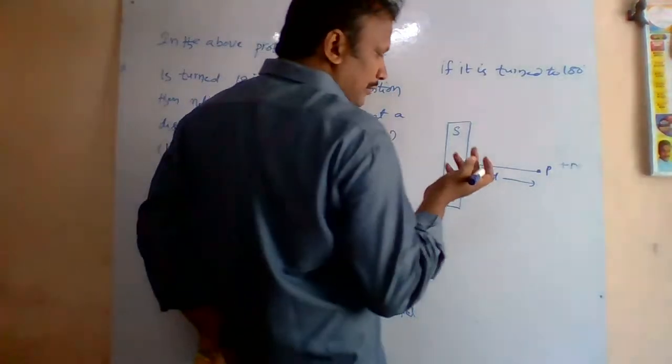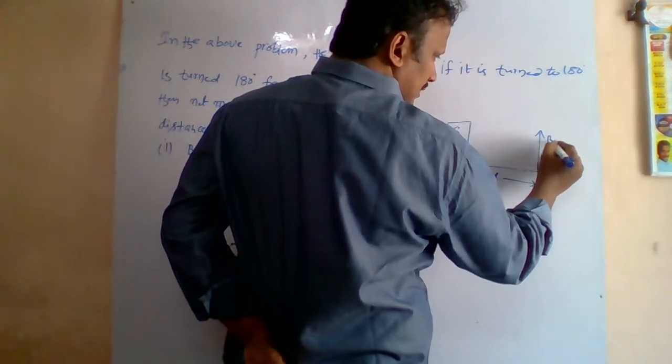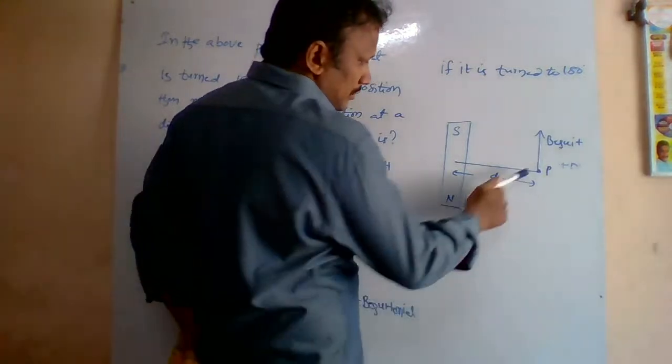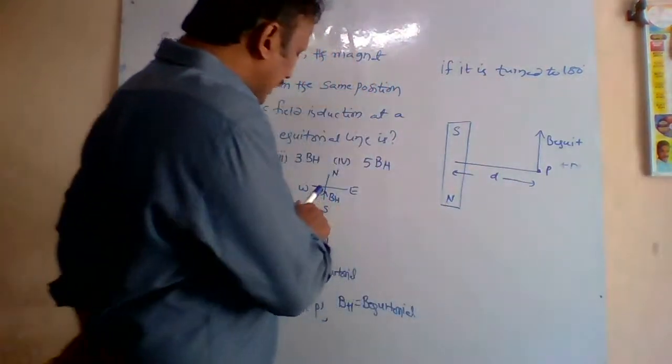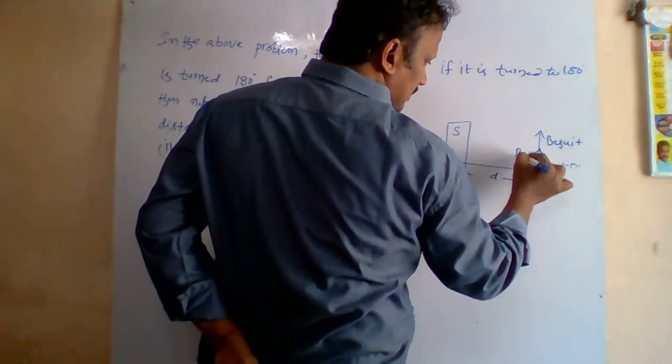What is the direction of B equatorial? North to south, parallel to the axis. So this is nothing but B equatorial. Right? From that point, what is the direction of Earth's magnetic field? BH, acting from south to north. So this is BH.